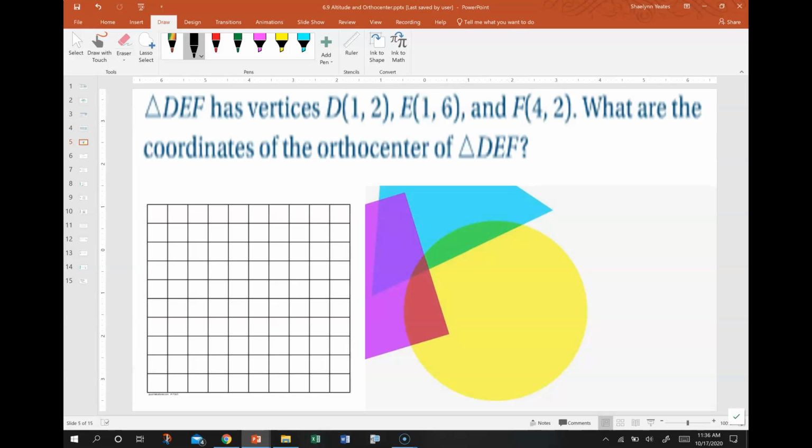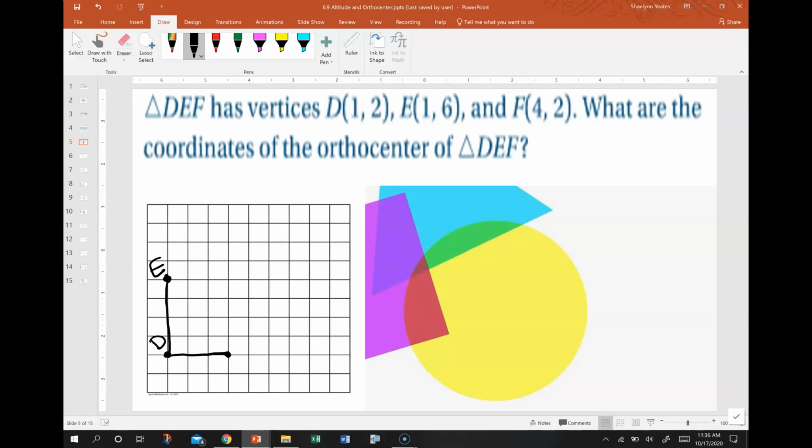Just like the circumcenter, we can find this fairly easily because all we're using is perpendicular lines. We can easily find this using a grid. So I'm going to graph this. My first point D is over 1, up 2. E is over 1, up 6: 2, 3, 4, 5, 6. And then F is over 4, up 2. This one's very kindly a right triangle, and I will be showing you why right triangles are my favorite with these. Then we'll do one that is not a right triangle. It's a little harder.